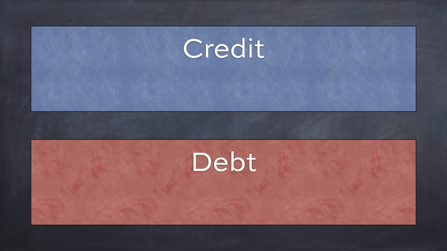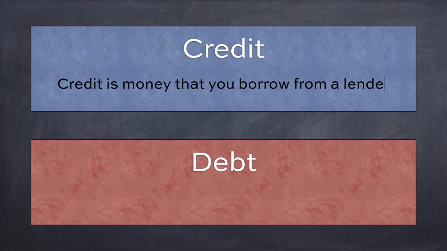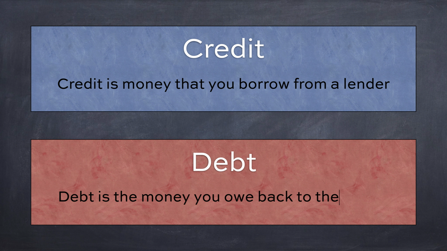Now we're going to get into the heart of what the video is about, credit and debt. So some simple, easy to remember definitions here. Credit is just money that you borrow from a lender. So you need to make a transaction, you don't have the money up front, or it's a very big purchase, so you borrow some money from a lender to make the purchase. Debt, on the other hand, is the money that you owe back to the lender. So you borrowed some money and you need to pay it back, and so debt is the money that you pay back or owe the lender.